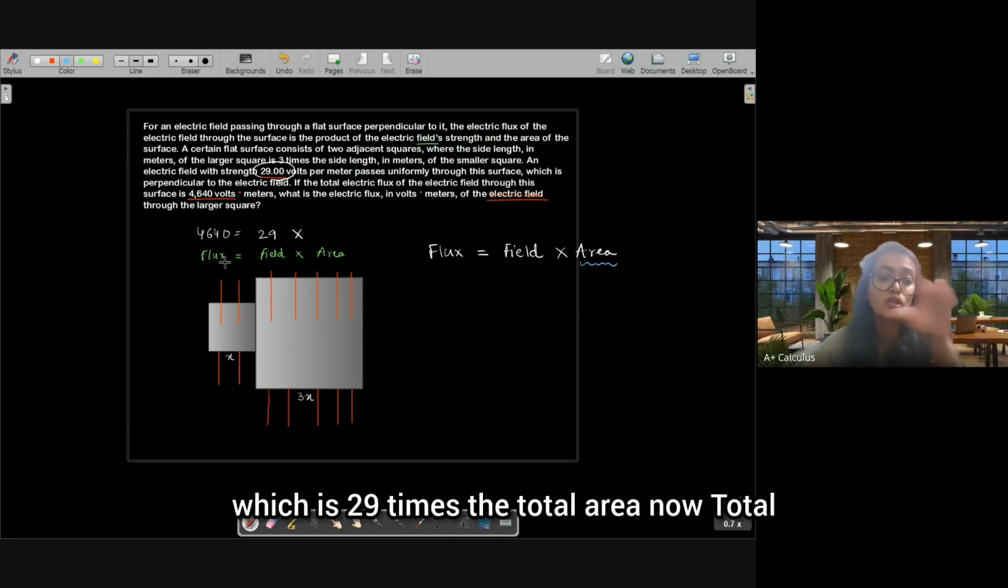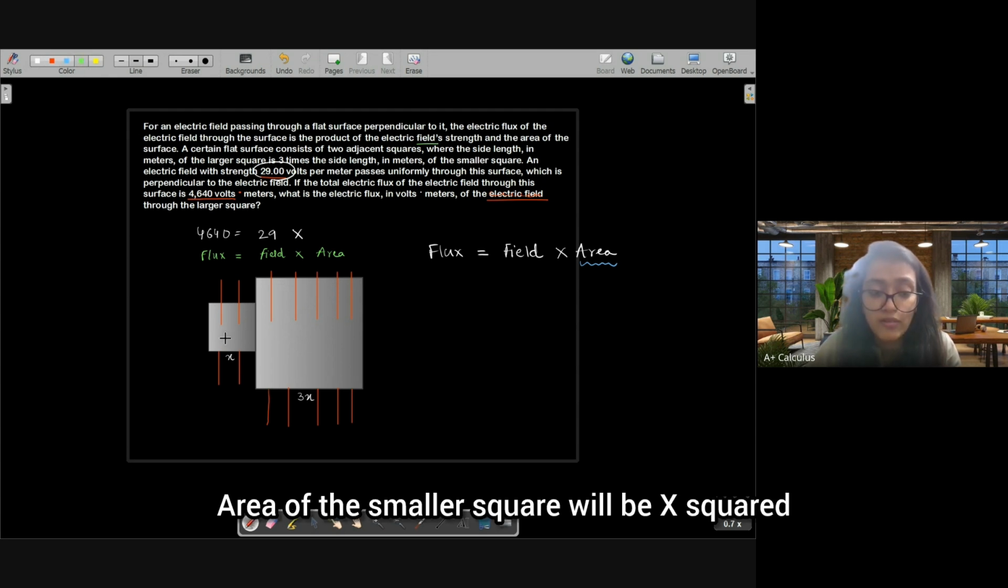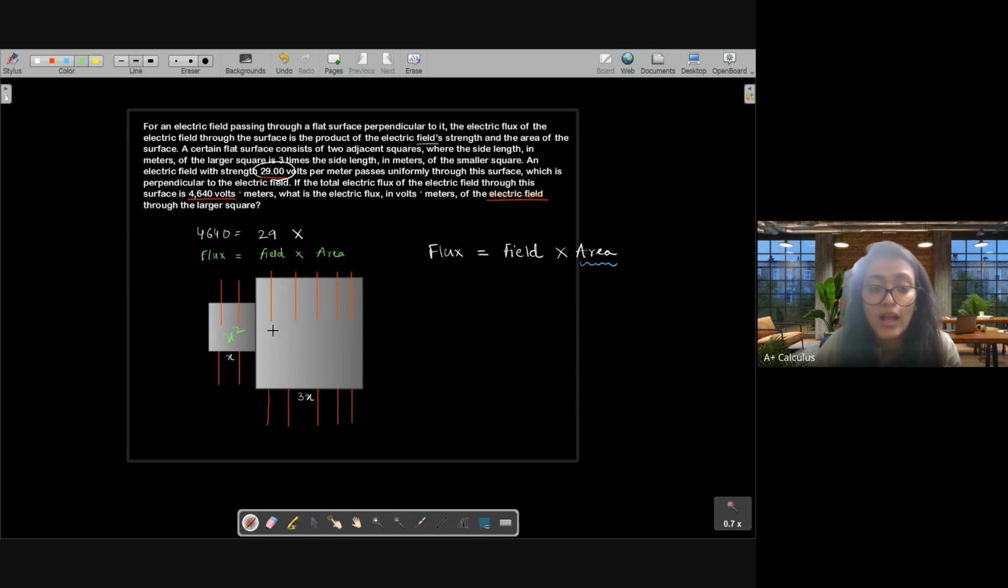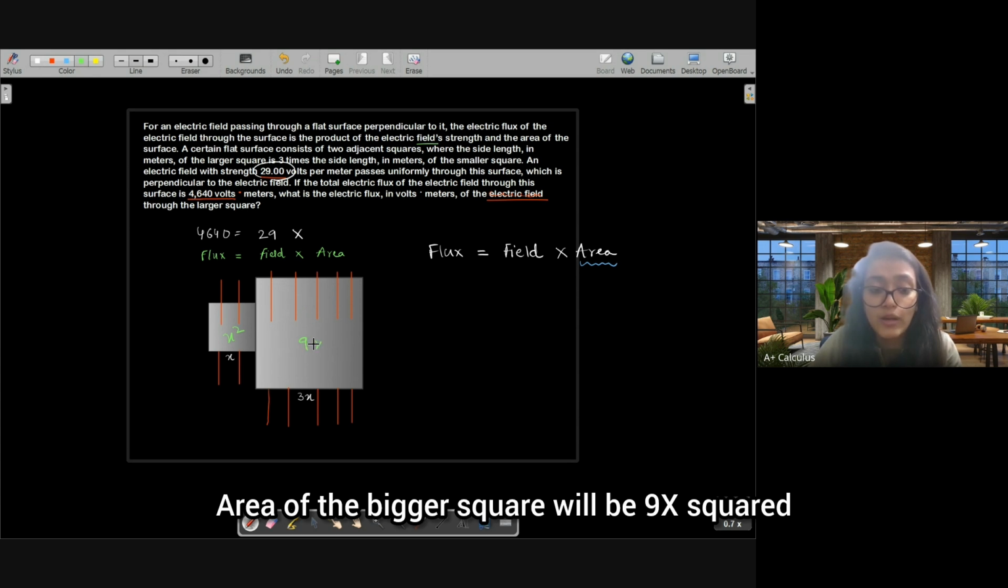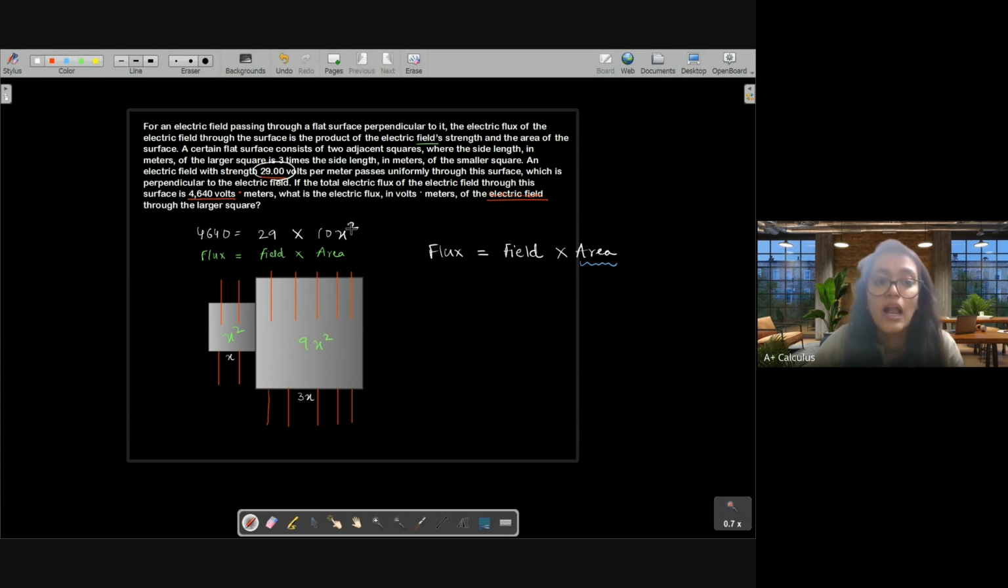Now, the total area of the surface will be, well, the area of the smaller square will be x squared. The area of the bigger square will be 9x squared. So the total area will be 10x squared. So you'll write 10x squared here, and from this equation, you will try to solve for x.